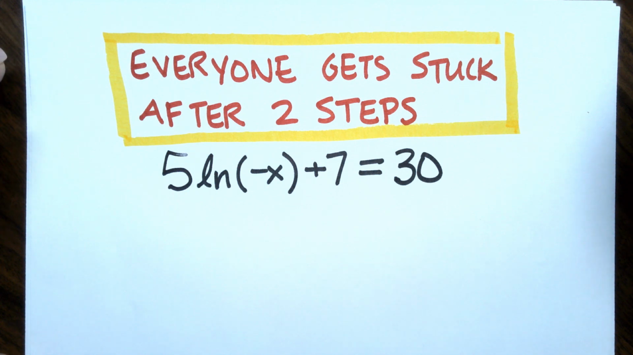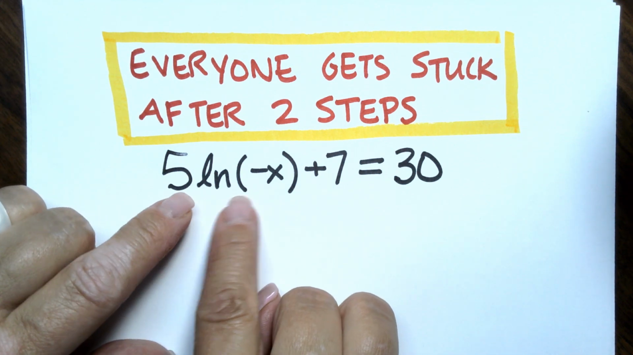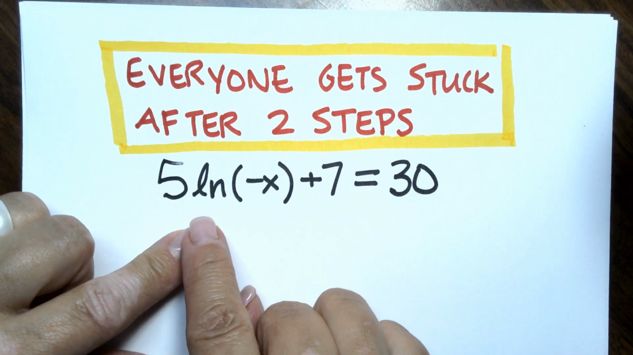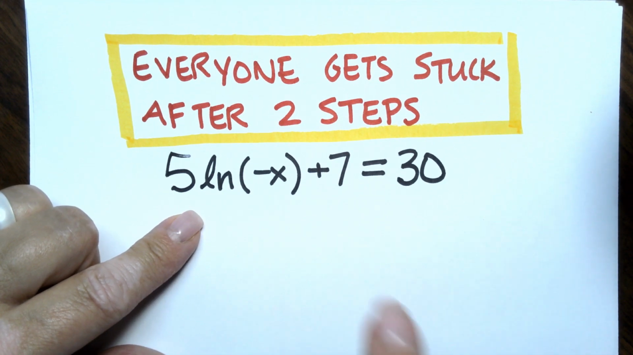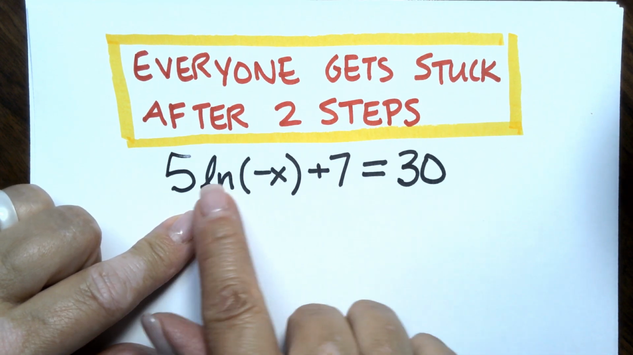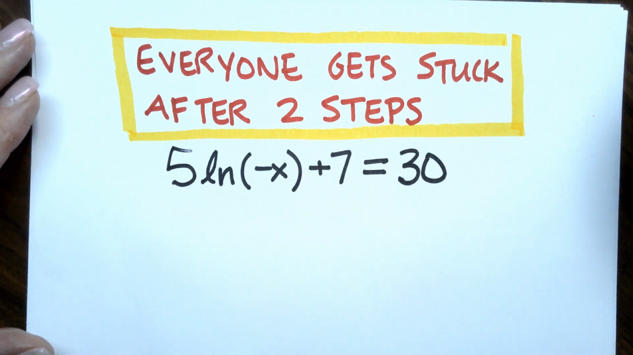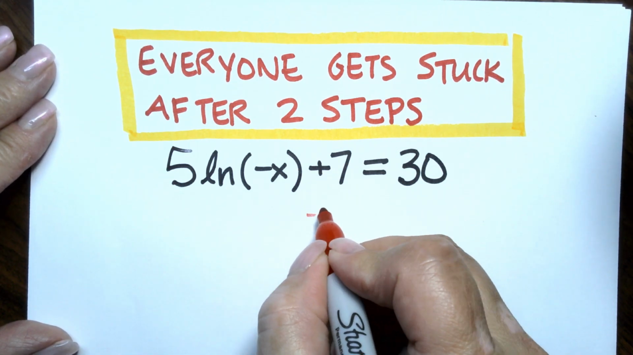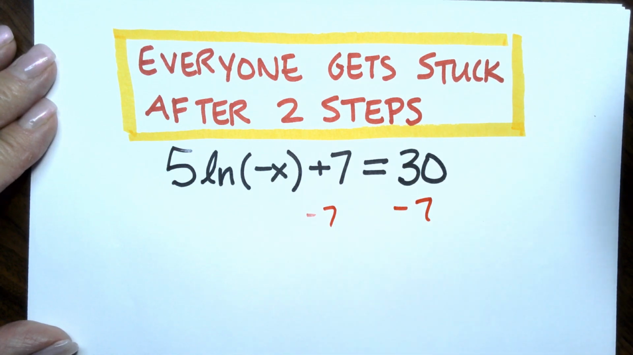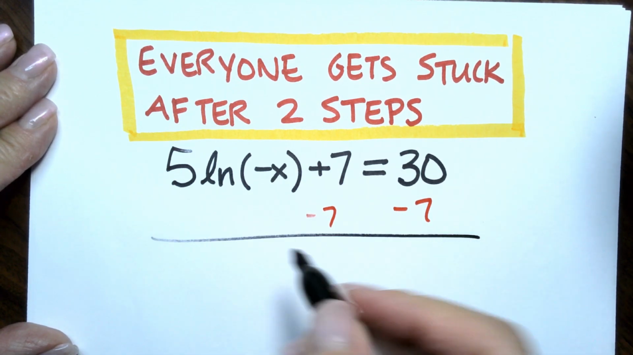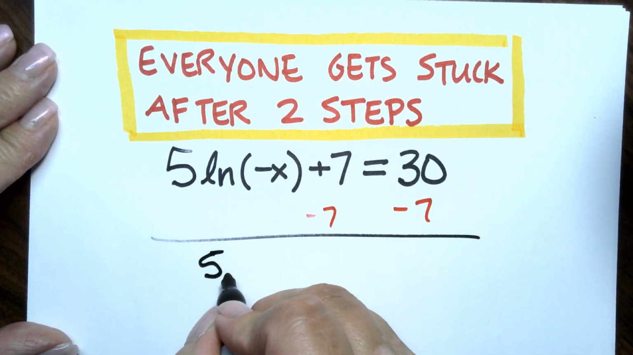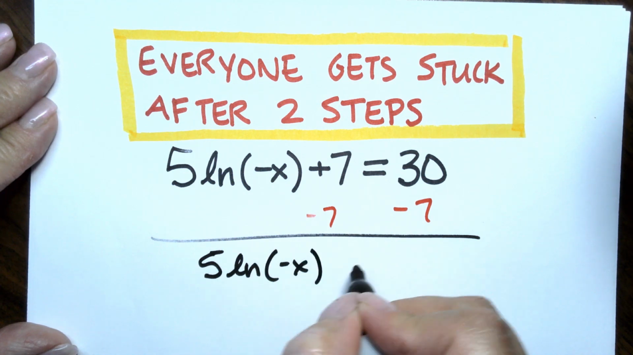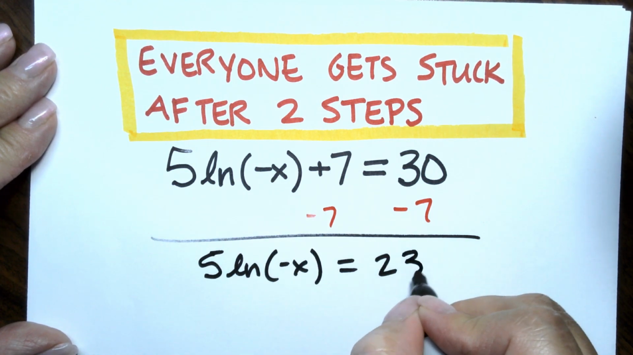So the first step is to try to isolate this natural log. We have 5 times the natural log of negative x plus 7 equals 30. So it kind of starts out like a normal algebra equation. We're going to subtract 7 from both sides. We're going to get 5 natural log of negative x equals 23.